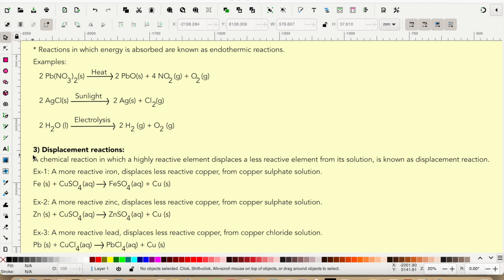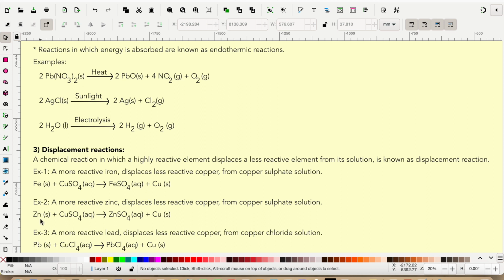Now we will talk about displacement reactions. A chemical reaction in which a highly reactive element displaces a less reactive element from its solution is known as a displacement reaction. For example, iron, which is more reactive than copper, displaces copper in copper sulfate solution.